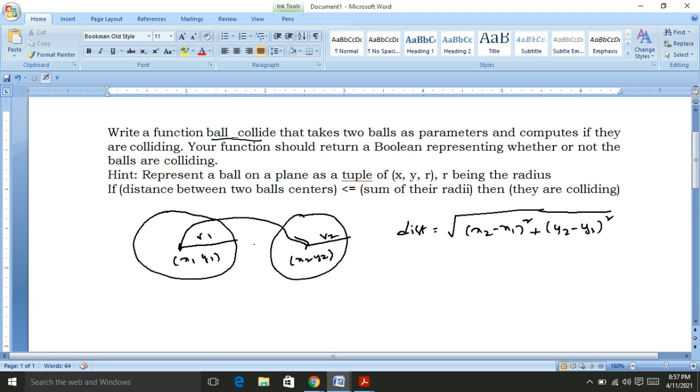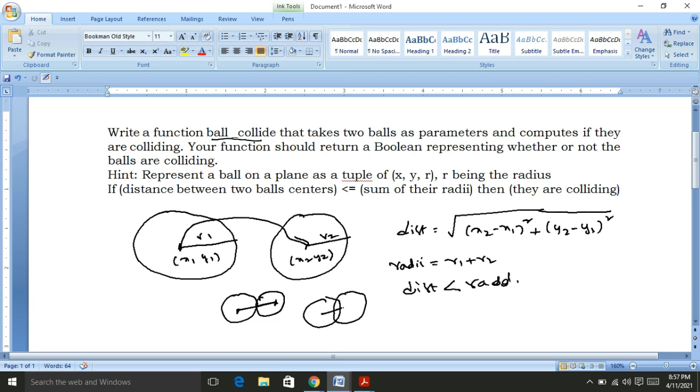And suppose the balls collide, that means the balls are like that, right? The distance is less than the sum of the two radii. That means, suppose radii equal to r1 plus r2. If the distance is less than radii, that means the balls collide, hence the distance is less than the radii value. Now the balls collide, otherwise the balls do not collide.